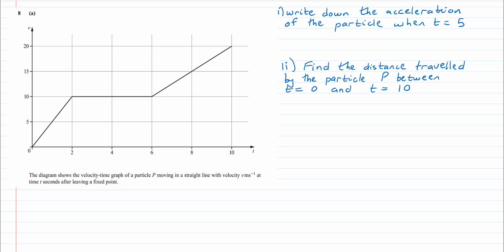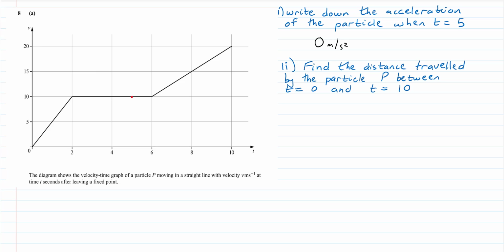Question 8a, part 1. We need to write down the acceleration of the particle when t equals 5. So when t equals 5, the acceleration is just 0 meters per second squared. The reason is, on a velocity time graph, the acceleration at a particular point is just equal to the gradient of the curve, or gradient of the line at that point. So when t equals 5, say, that point there, the gradient of the line is just 0, so hence our acceleration is 0.